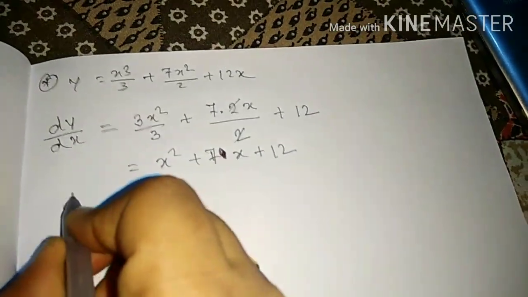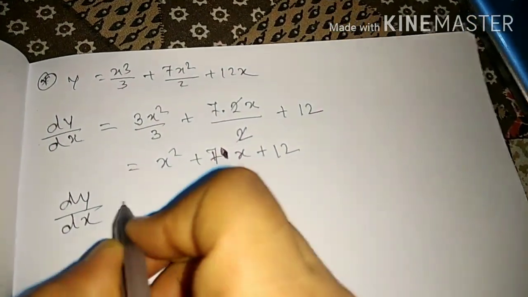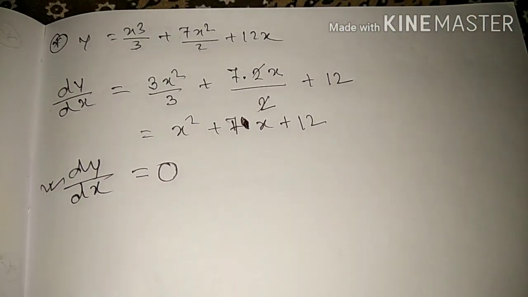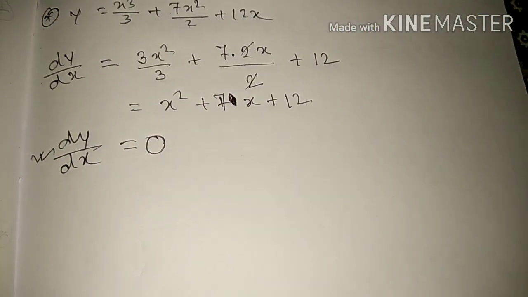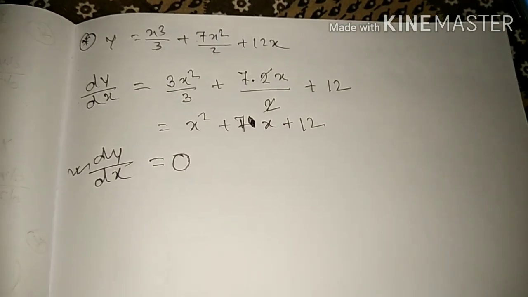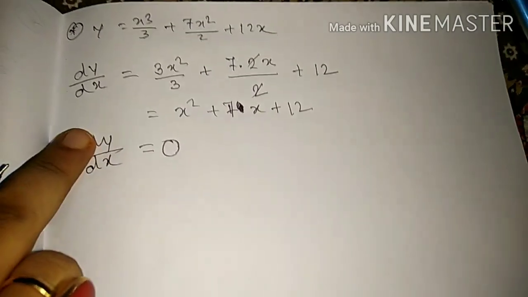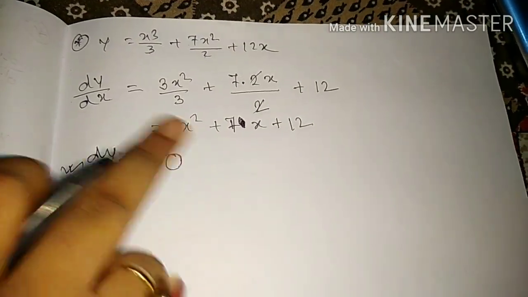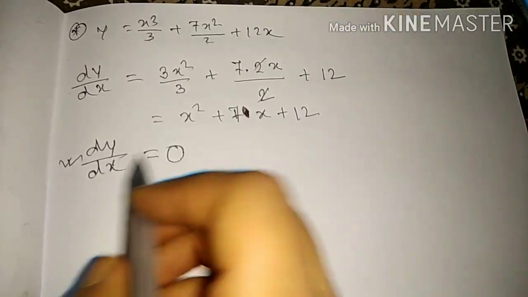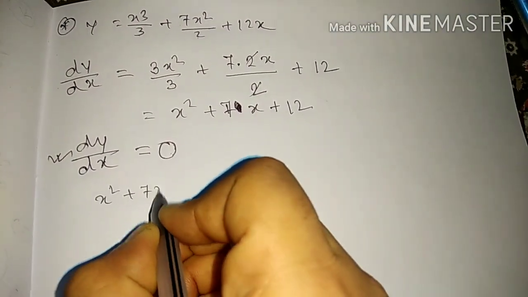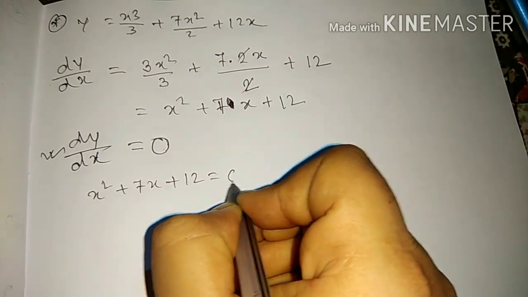Now dy by dx equals 0. To find the maxima or minima, always do this. In your mathematics there is a chapter on maxima and minima. When you find the maximum or minimum value, always take the first derivative, dy by dx, equal to 0. So if dy by dx equals 0, that means x square plus 7x plus 12 equals 0.